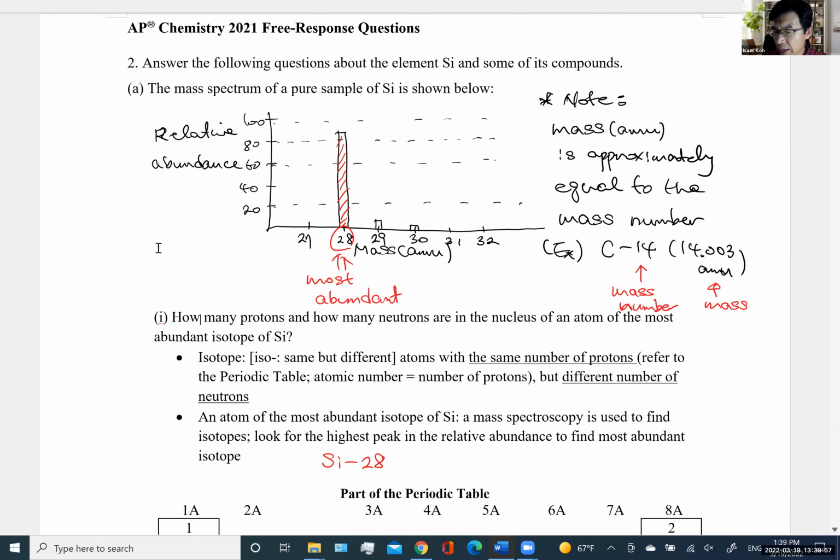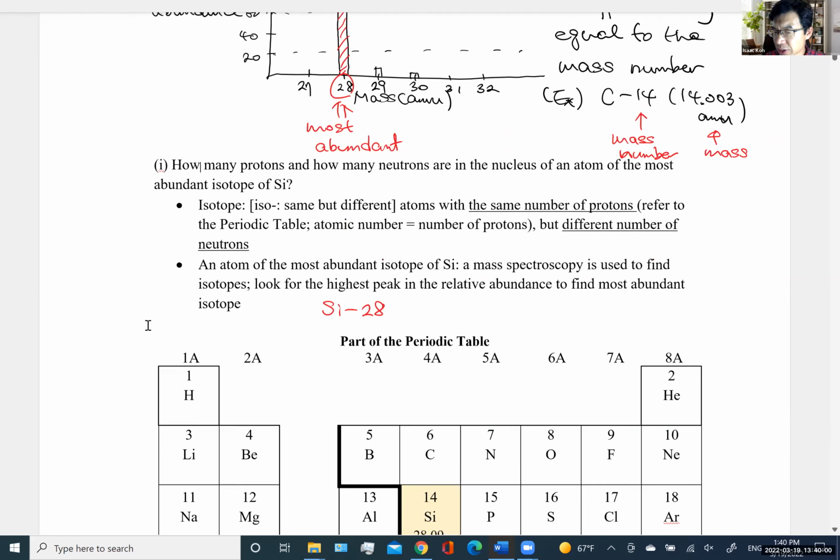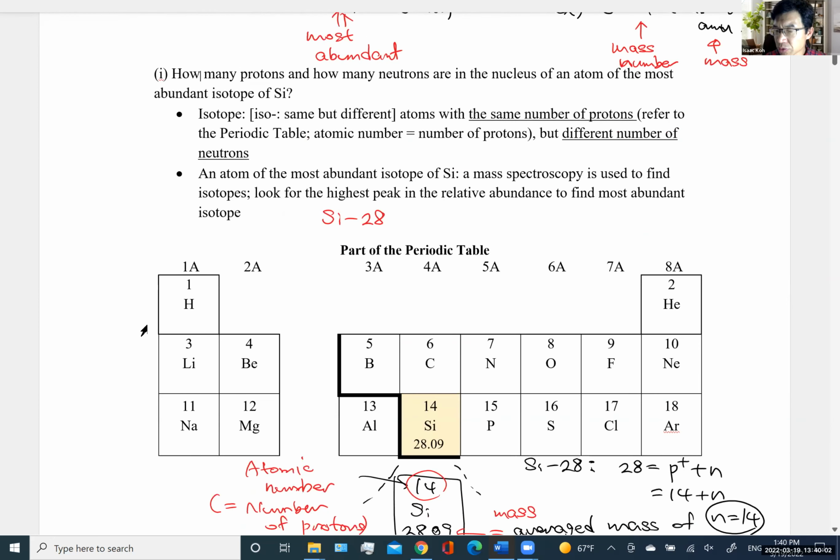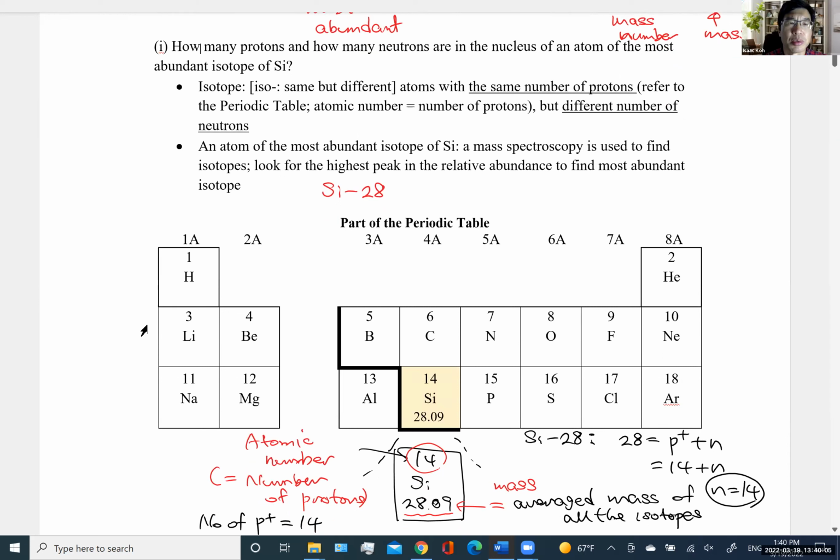Number 1, how many protons and how many neutrons are in the nucleus of an atom of the most abundant isotope of silicon? Isotope. What is the meaning of isotope? Here, we need to understand the prefix iso. Iso appears frequently in chemistry. Iso means, in Greek, same but different. So in some aspect it is the same, but in another aspect it is different. Here isotope means atoms with the same number of protons, but a different number of neutrons.